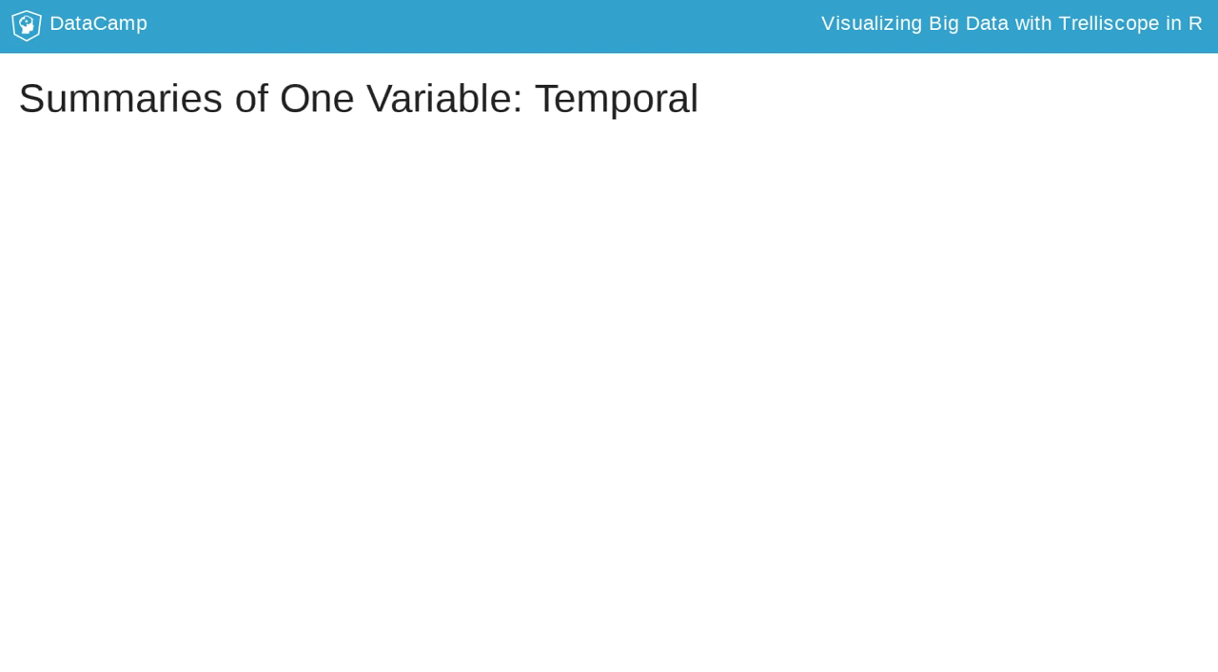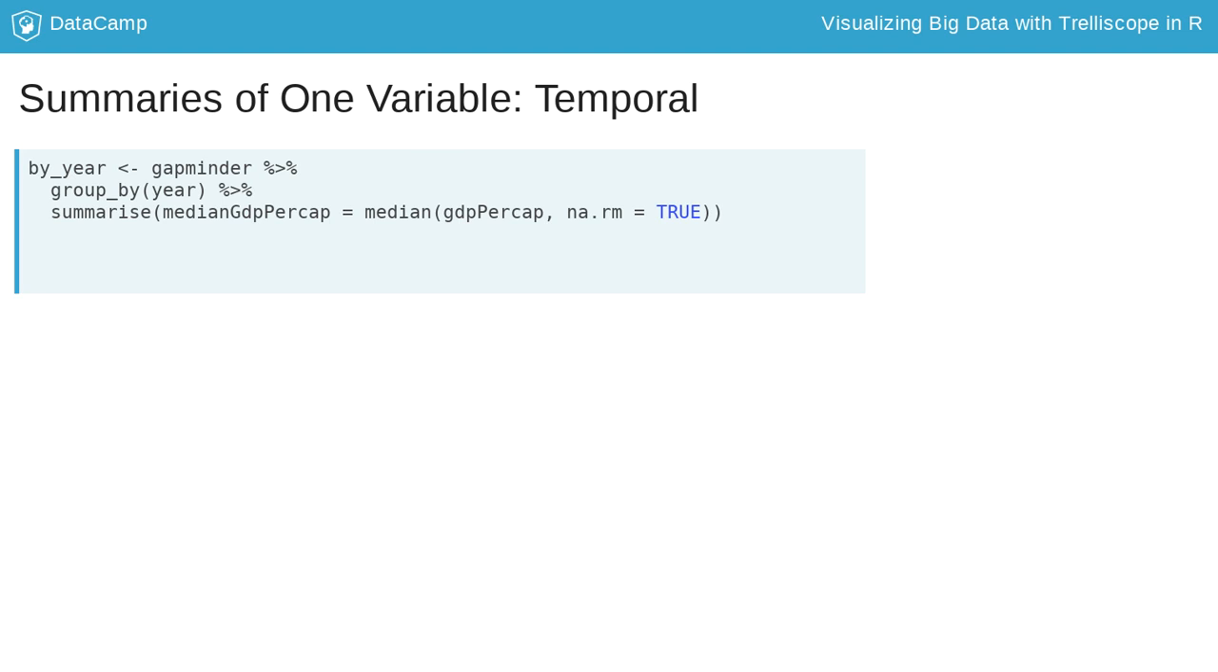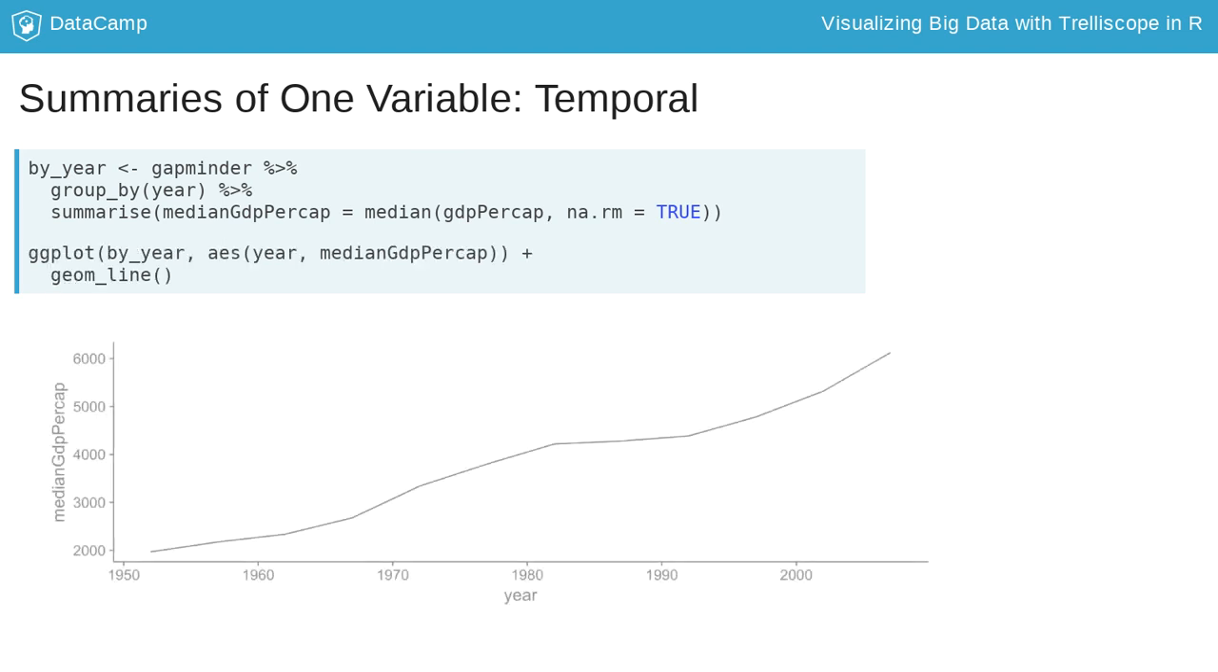A useful way to visualize a temporal variable is to bin by time and compute the number of observations or some other summary using dplyr's group_by and summarize functions, followed by a plot of the summary. Here, for example, we compute the annual median gross domestic product across all countries for each year and then plot it with ggplot2's geom_line. At this point, you may have noticed a theme of binning.